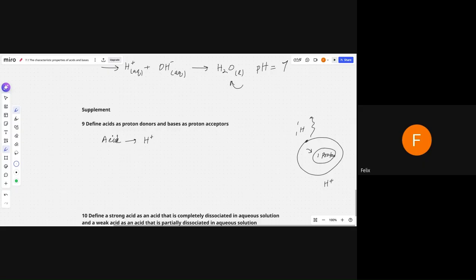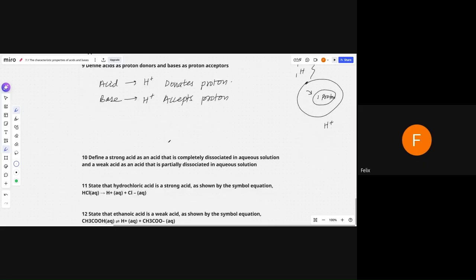So acid is anything that donates a proton, and a base is anything that accepts a proton. So I hope this is clear. That's it, no need to go into the chemical equations and stuff. So topic number 10, define a strong acid.